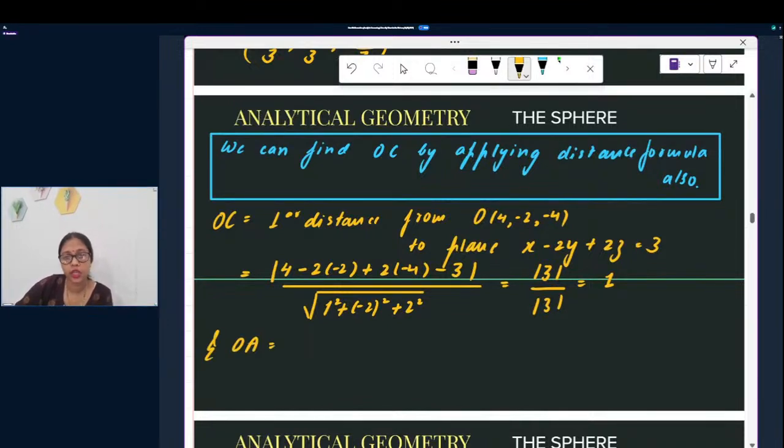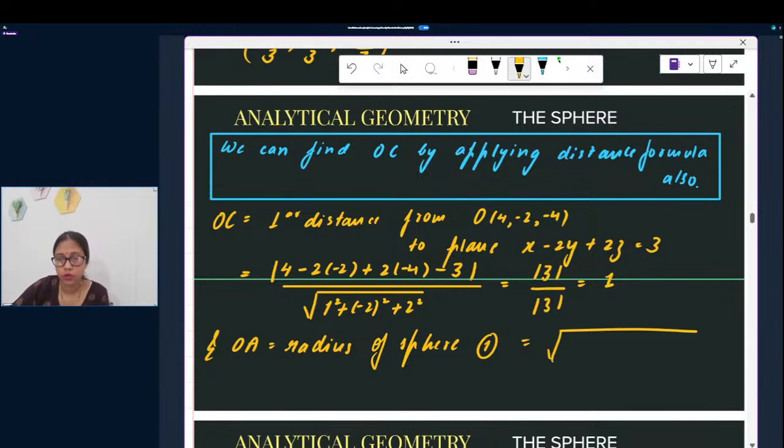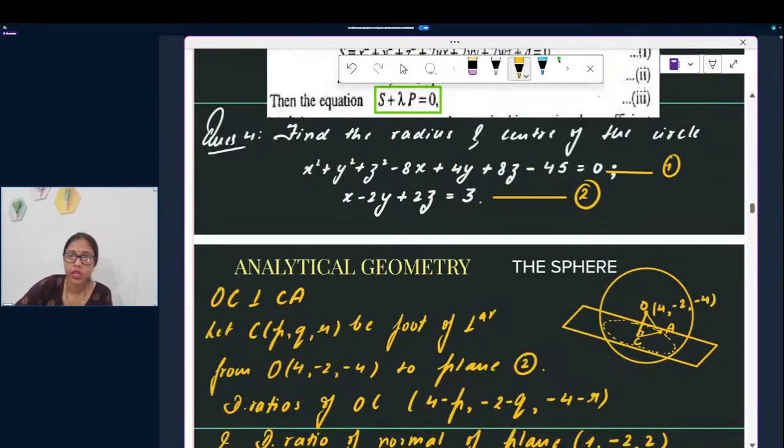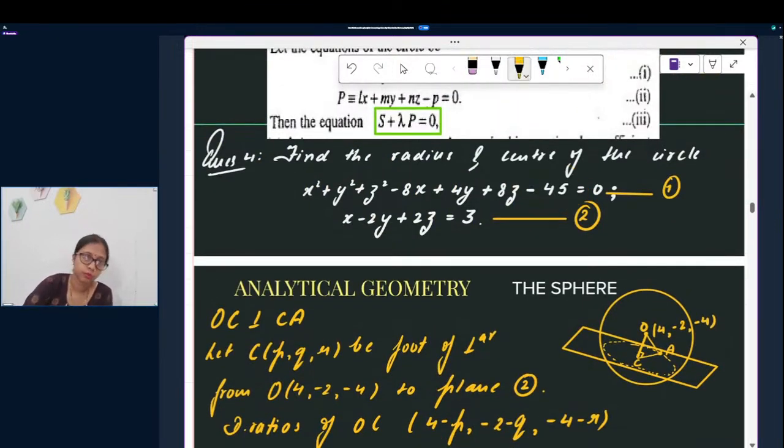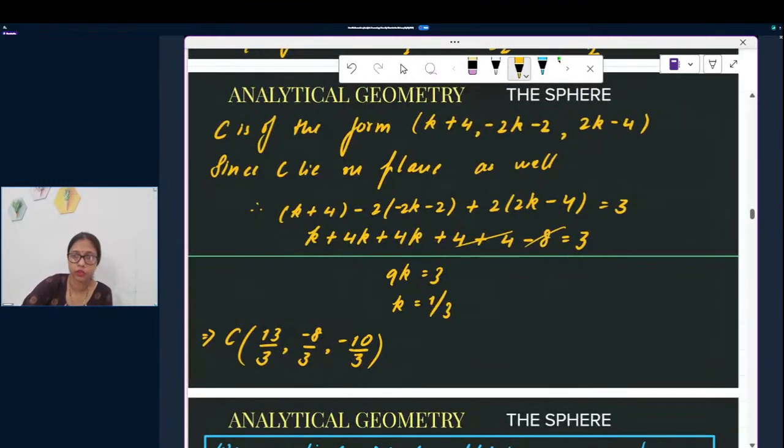OA, which is the radius of the sphere, is what? Square root of minus u, minus v, minus w, and we have to take the square. Minus u and u are one and the same thing. So the actual value of u is minus 4, plus 2 square plus 4 square. So it is u square plus v square plus w square minus d. What is d in this one? d is minus 45. So minus of minus 45 is plus 45.